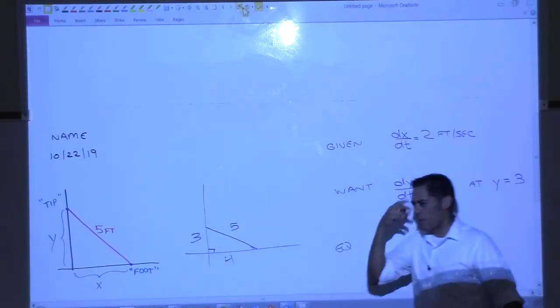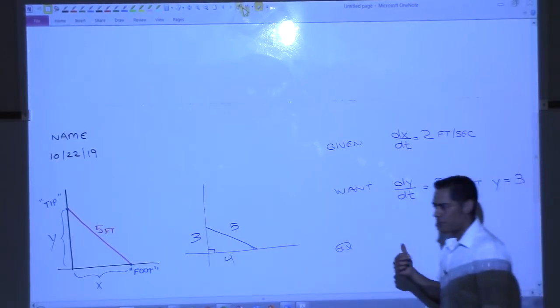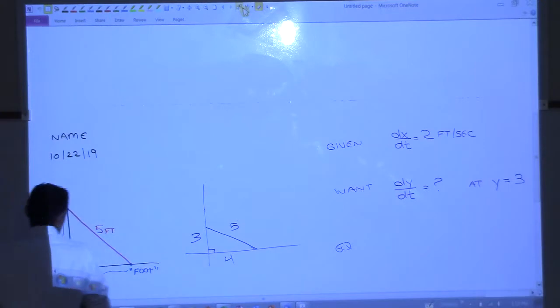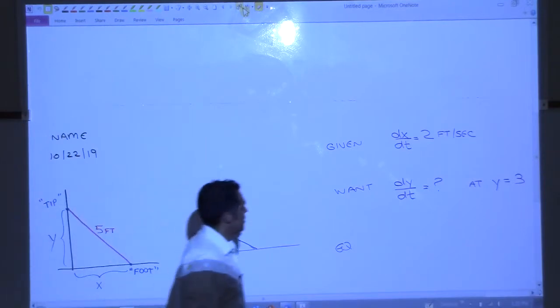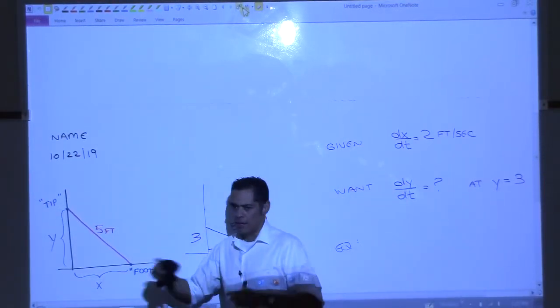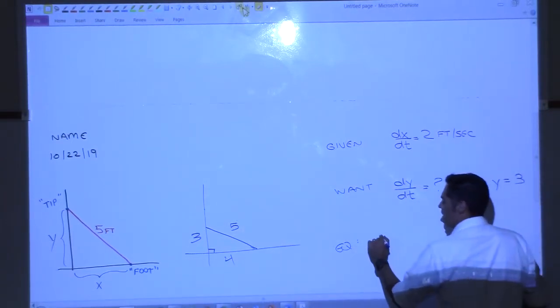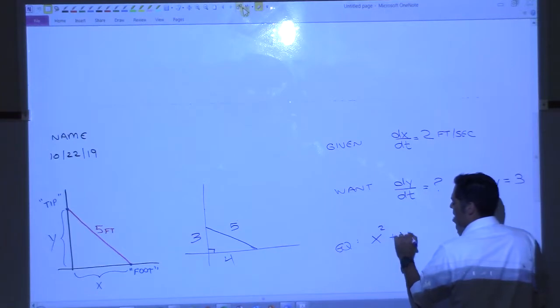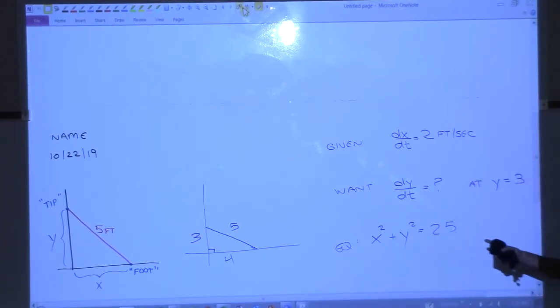So just a quick thought exercise here. Should our answer be positive or negative? Negative, because x is growing and y is shrinking, so my answer should be negative. Okay, so now the equation. I need to look back at my general picture and connect x and y together. It's a right triangle, so by Pythagorean theorem, x squared plus y squared equals 5 squared. And that's an equation that has x and y in it.